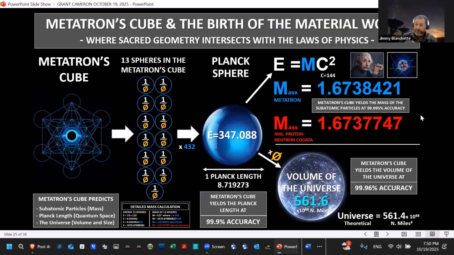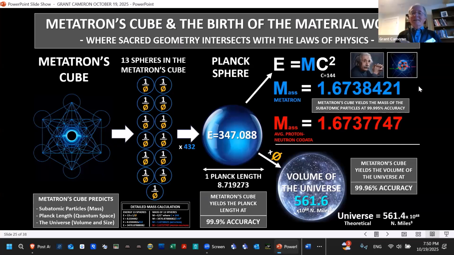If you look in the physics books, the average mass of the proton and neutron, essentially making up our periodic table of elements, is 1.6737747. Compared to these two numbers, wow, the match is 99.995%. This is stunning. This is what I'm proposing as a solution, showing the connection to this famous Metatron's cube, which is said to be the blueprint of creation.